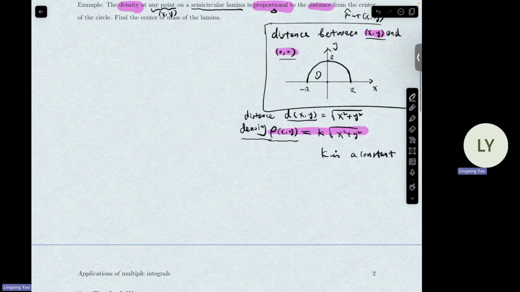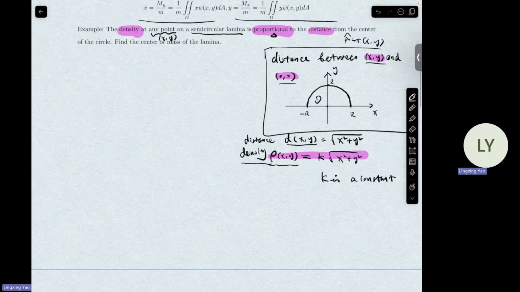So in physics or engineering applications, in many situations, we will have to assume this, right? So now what? Now we almost get things done.